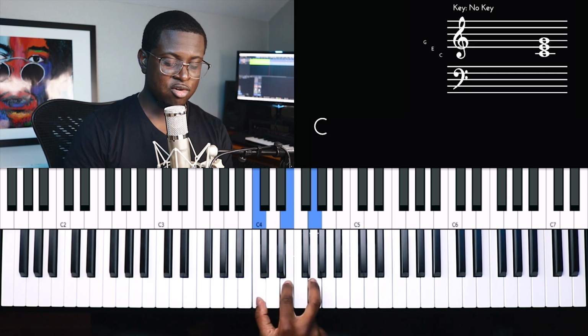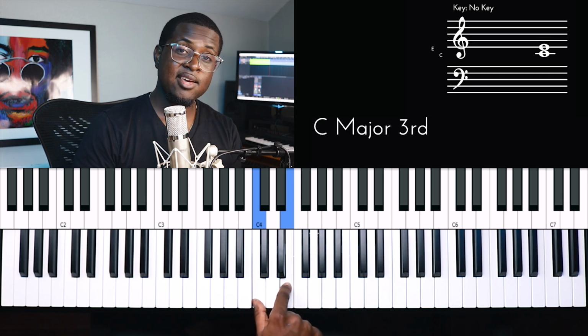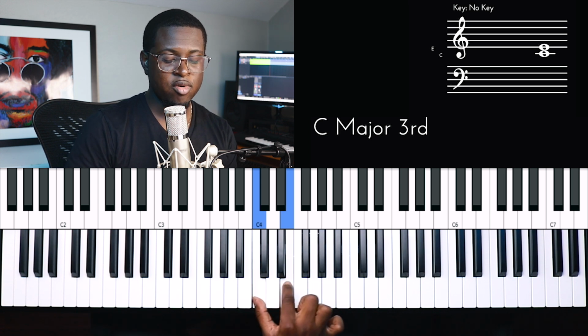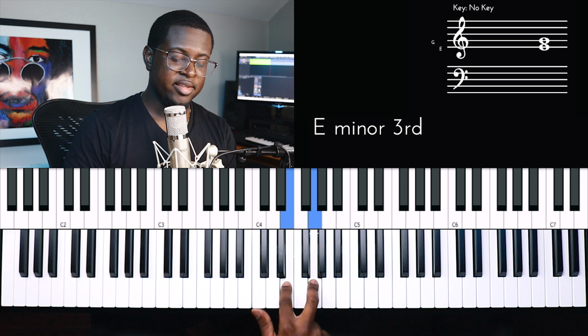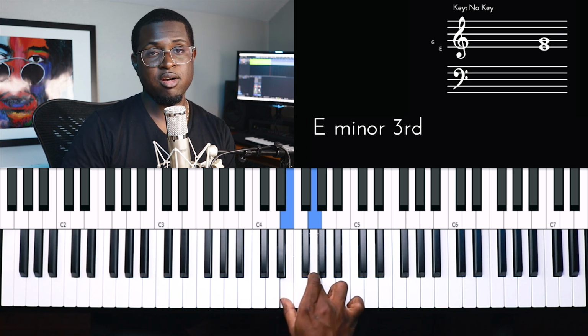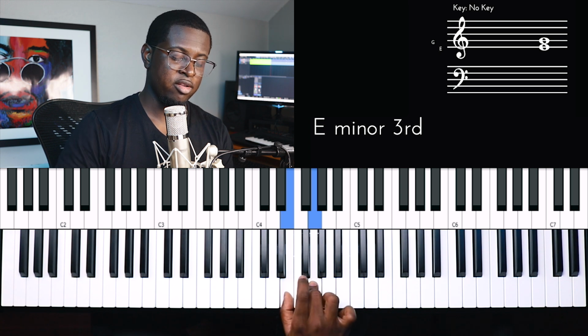Now let's look at that in something we may already know, which is a C major chord. All right, so in a C major chord, if you look here, this C and E looks familiar. That's because it's a part of the major third interval for C, and then this E and G is a minor third interval because E and G are 3 half steps away from one another.